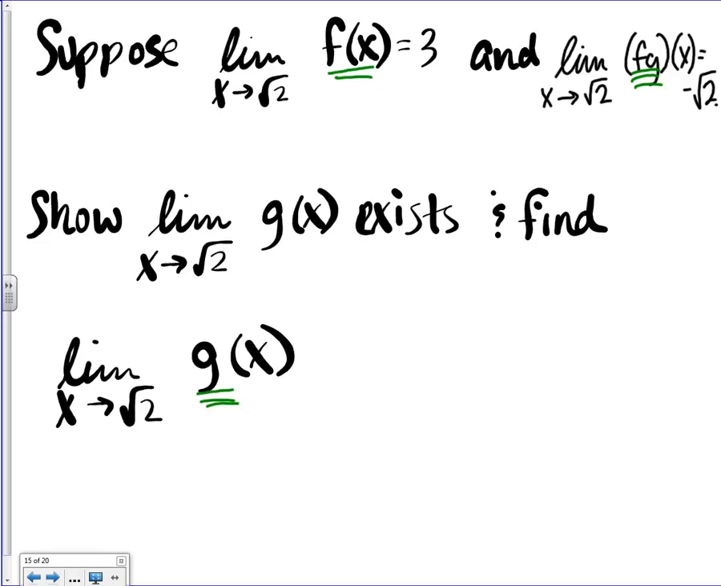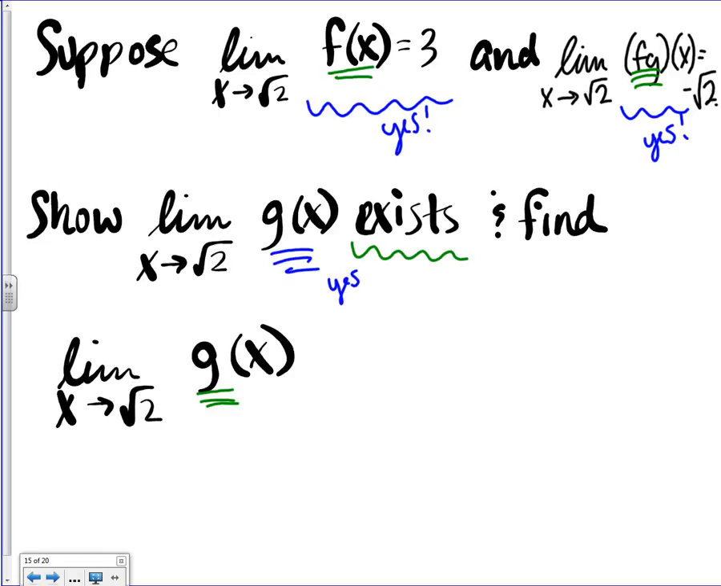So you'll see here that you're given 2 of these pieces, and you want to find the other 2. Well, just to show that it exists, right here, all you have to do is look at it. Does f of x exist? Well, yes, they're telling you that the limit is 3. Does f times g exist? Well, yes, they're telling you it's negative radical 2. Well, if those 2 exist, then this must also exist. So, yes, that exists.